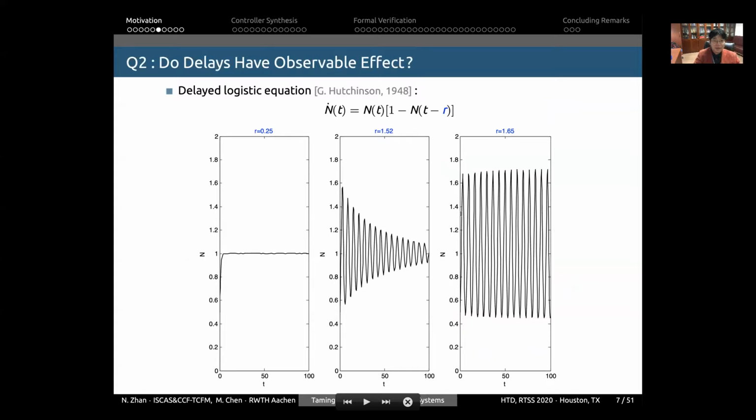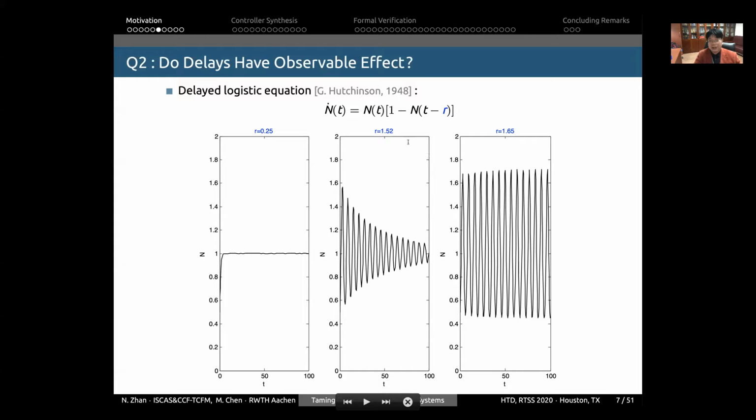Let's consider a further example. Let's consider the delayed logistic equation, given by these delay differential equations. Firstly, we consider the delay 0.25. So the behavior of the system is depicted as the rightmost picture. You see, the behavior of the system goes to stable very soon.